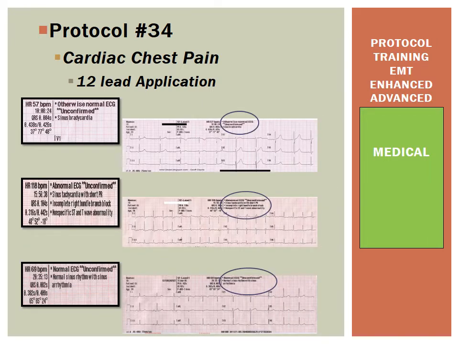What you're looking for is a true diagnostic. This first one is otherwise normal ECG unconfirmed. Very common diagnosis on this 12-lead EKG. The middle one is an abnormal ECG unconfirmed.